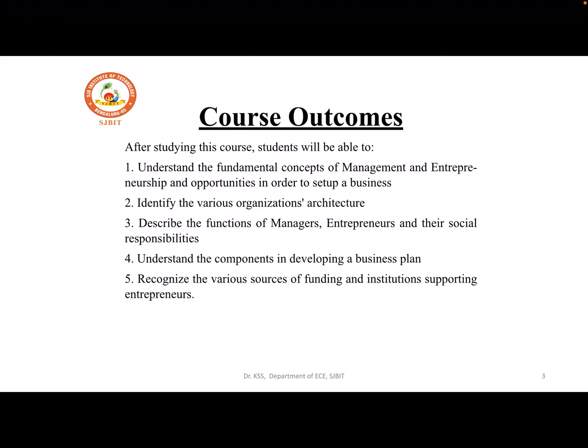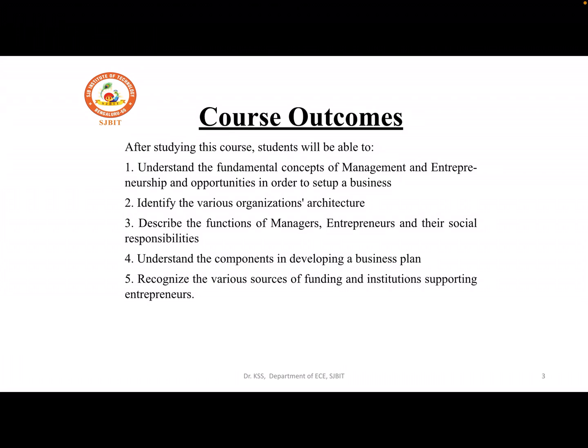The next outcome is to identify the various organizations' architecture. There are different kinds of organizations and they will have different architectures. Describe the functions of managers, entrepreneurs, and their social responsibilities. Whatever your job may be, you should always have some social responsibility. Otherwise, it is not a proper job.